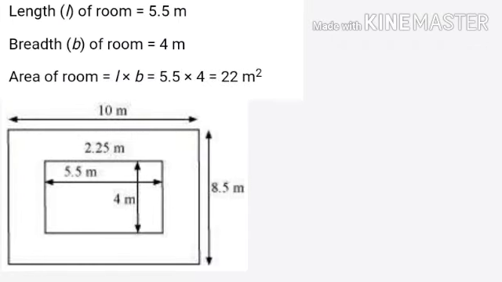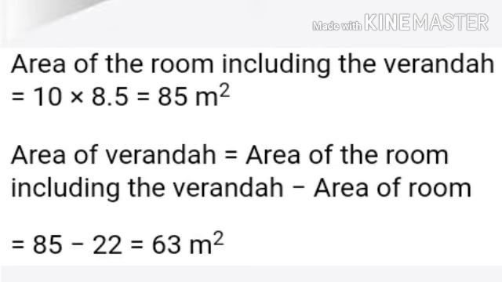Given length of room 5.5 meter and breadth of room 4 meter. So first we have to find the area of room. Length into breadth is equal to 5.5 into 4 is equal to 22 meter square. Area of room including the veranda is equal to 10 into 8.5 is equal to 85 meter square. Now area of veranda is equal to area of the room including the veranda minus area of room. 85 minus 22 is equal to 63 meter square. So area of veranda is equal to 63 meter square.